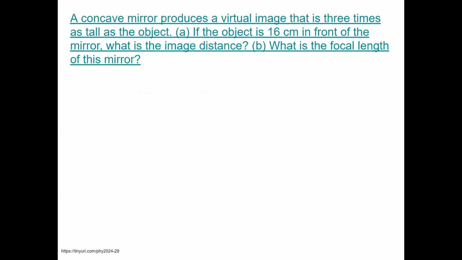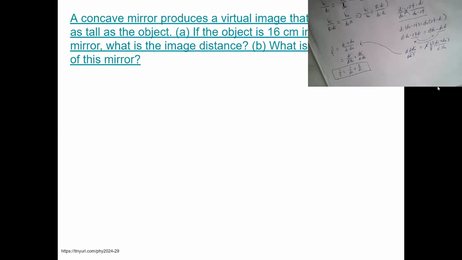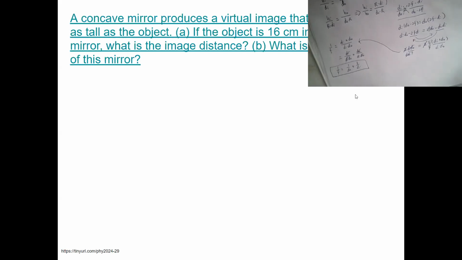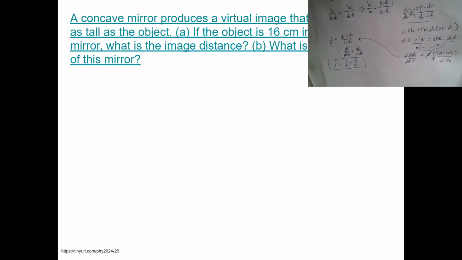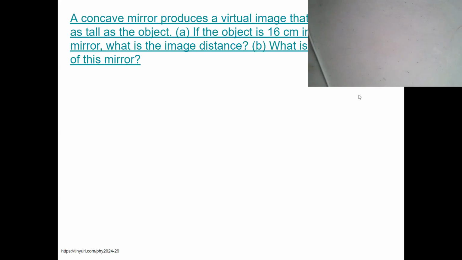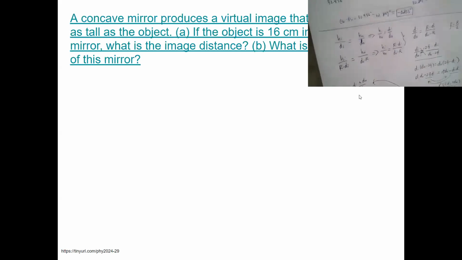All right, so we'll take a look at one example here. This one says a concave mirror produces a virtual image that is 3 times as tall as the object. If the object is 16 centimeters in front of the mirror, what's the image distance? And then what's the focal length of the mirror?